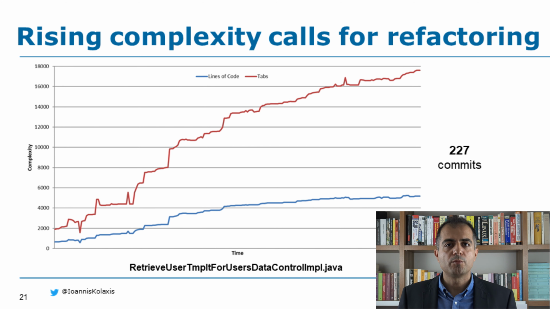This is the file that we previously talked about, the one with the highest number of commits, 227 commits. The blue line shows the number of lines in this file and how this increased from approximately 100 lines to something less than 6,000 lines. The red line shows how the number of tabs increased up to 18,000 tabs.